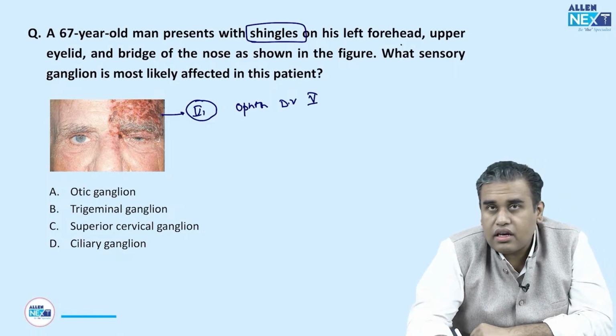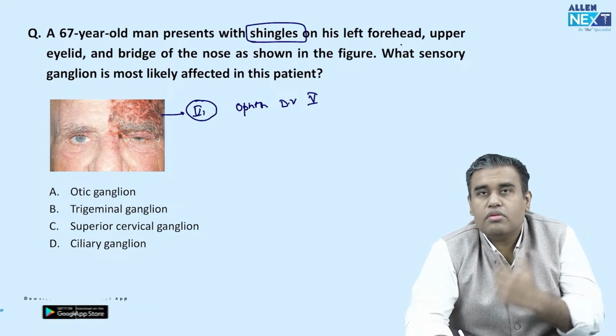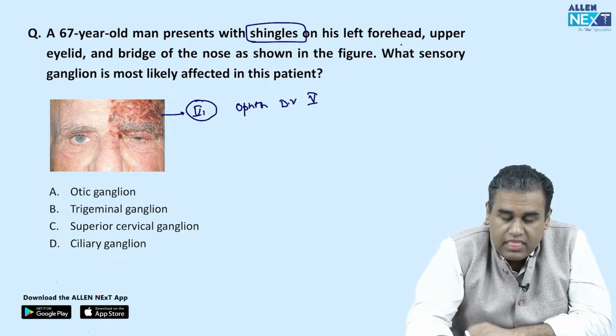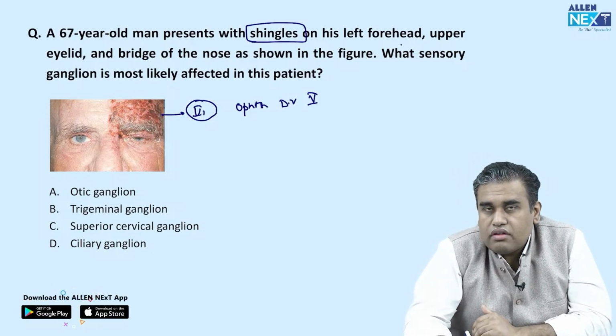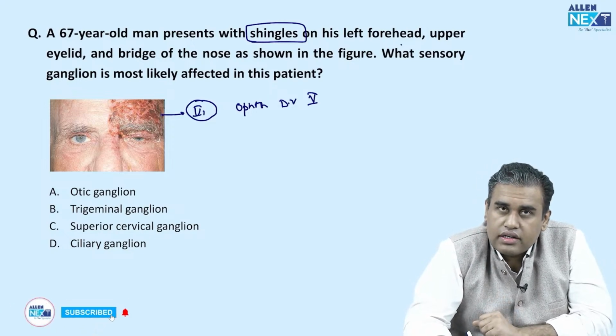Now, if it would have been on the lower eyelid and this cheek area, it would have been the mandible V3, and any part of the body depending on dermatomes. Now, here I would like to emphasize, we have a topic of dermatomes in extra videos. Go ahead and have a look at it.